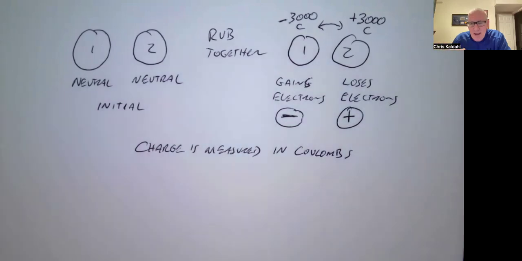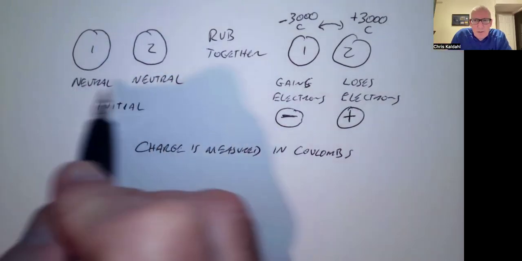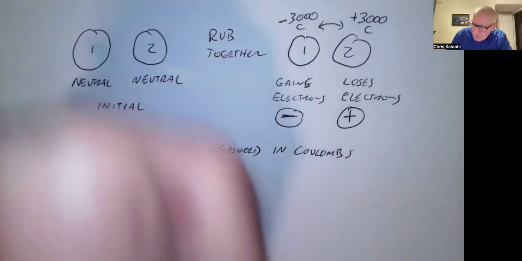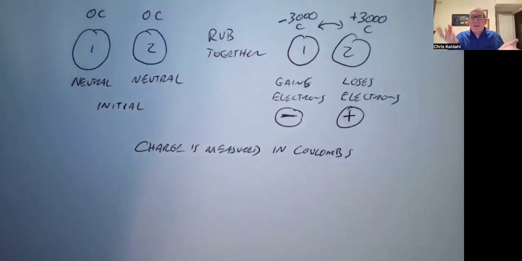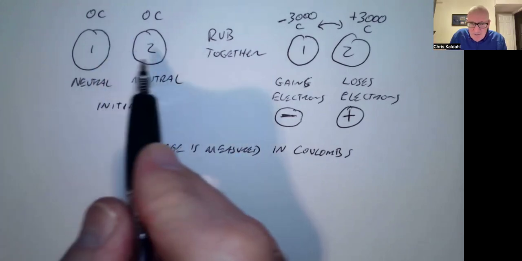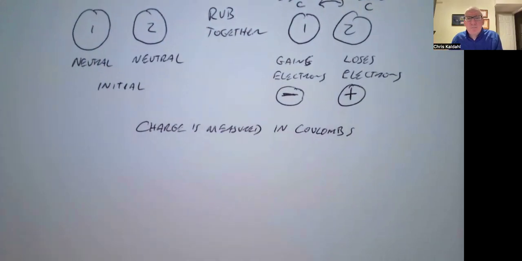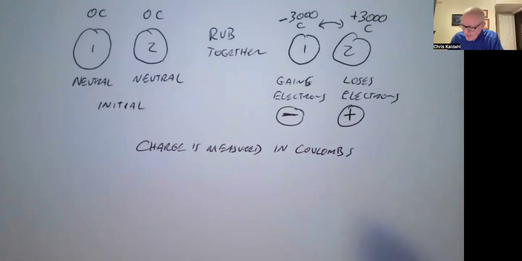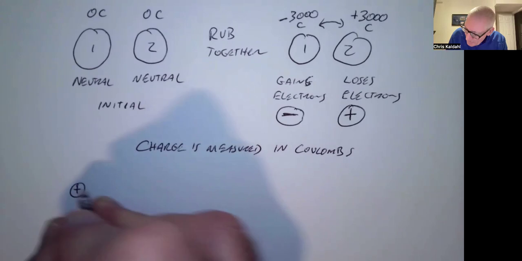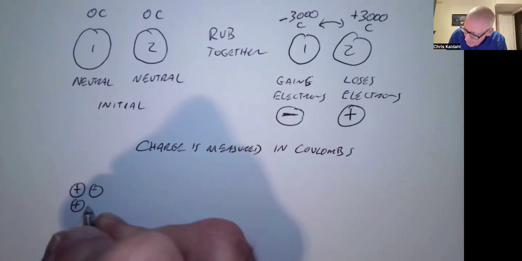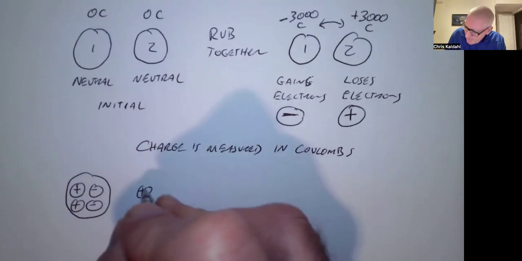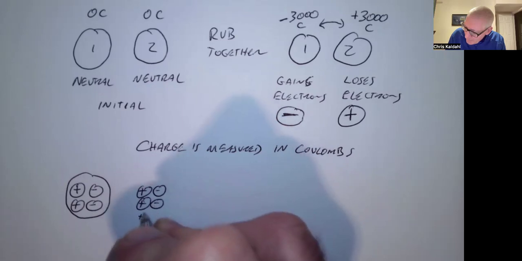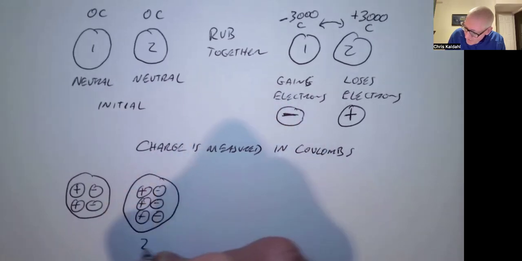But if you'll look back at this, remember how we said these were neutral? So guess what number would have been associated with neutral? 0 C, all right? Because the number of protons and electrons would have been equal in each of these critters. And if you need a little bit more of a concrete example than that, let's imagine that I have proton, electron, proton, electron here on object 1, and I have proton, electron, proton, electron, proton, electron here on object 2.